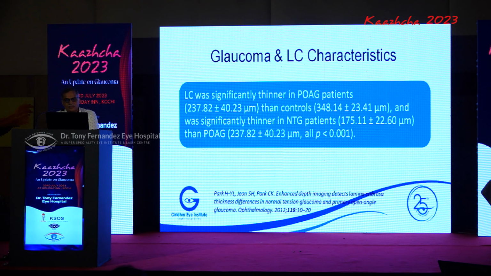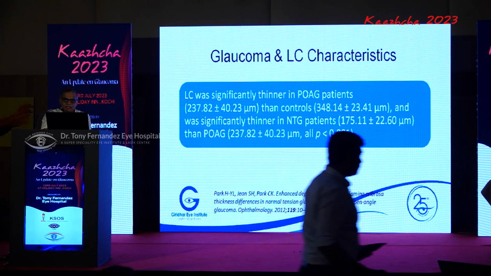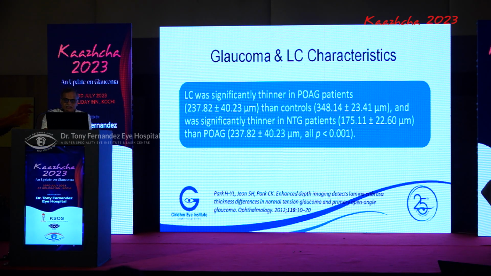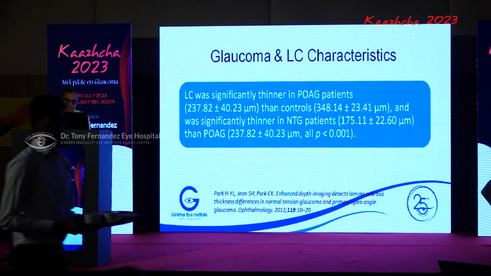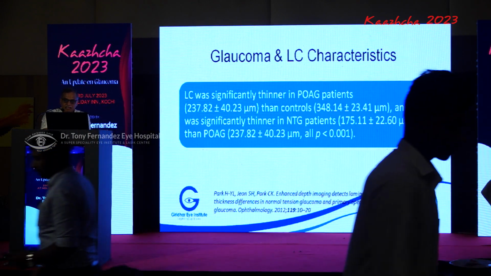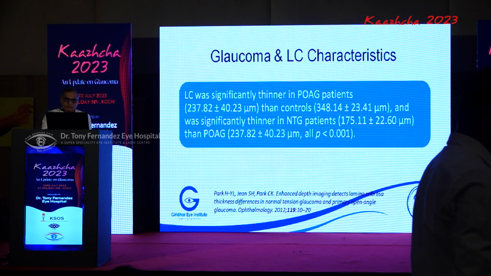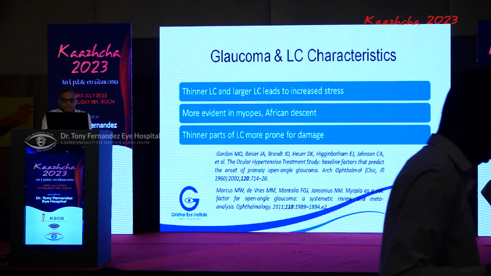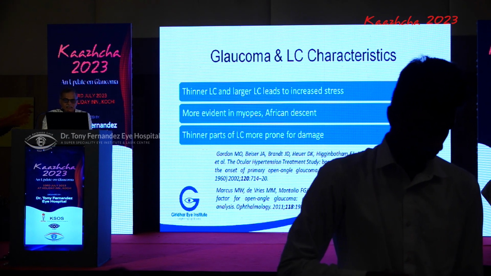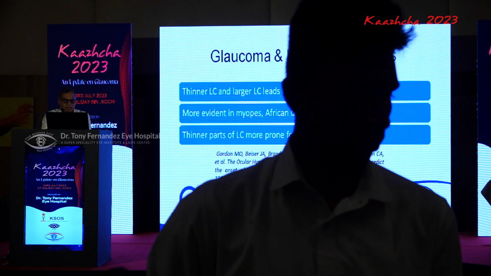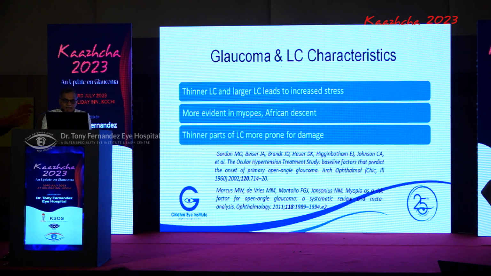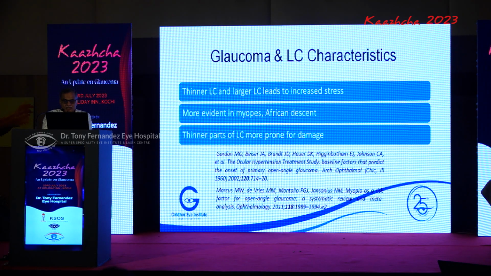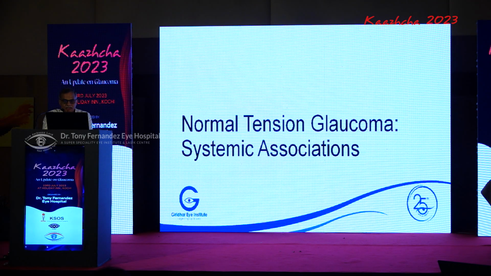Now, many studies have focused on the lamina cribrosa, and it was found that the lamina cribrosa is significantly thinner in NTG patients. In this particular study, they found that the lamina cribrosa is only almost half of what it is in the normal controls. It is thin in POAG patients also, but significantly thinner in NTG patients. Now, when the lamina cribrosa becomes thinner and larger, the stress on the lamina cribrosa increases. And the thinner parts of the lamina cribrosa become more prone to damage, and this is typically the inferotemporal or the supratemporal part.